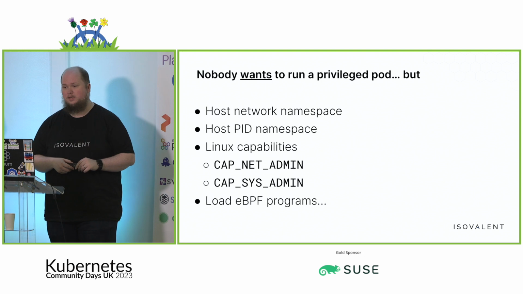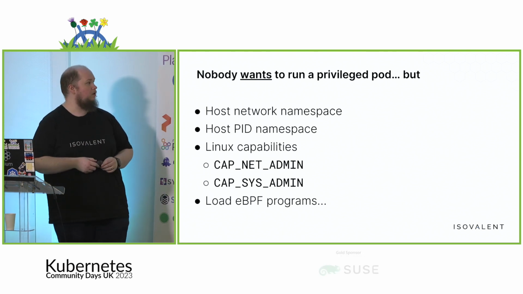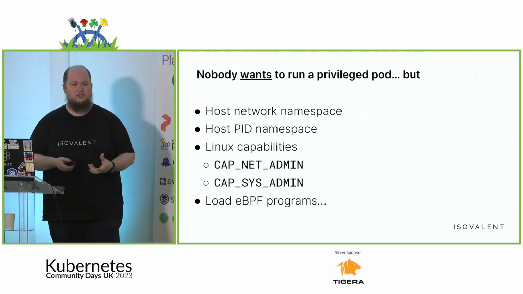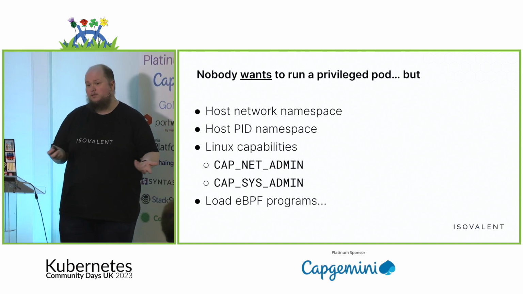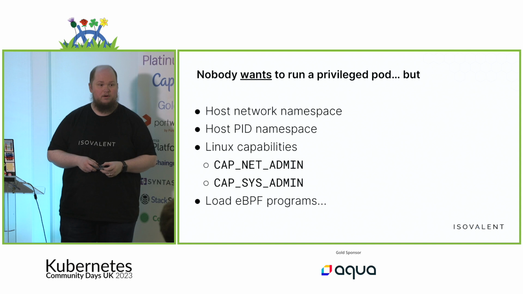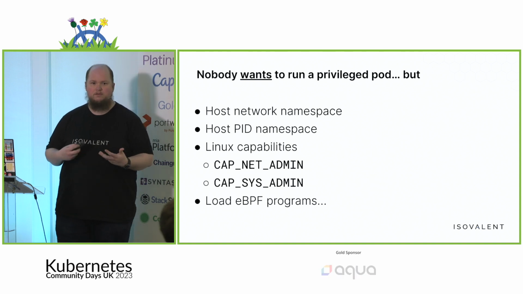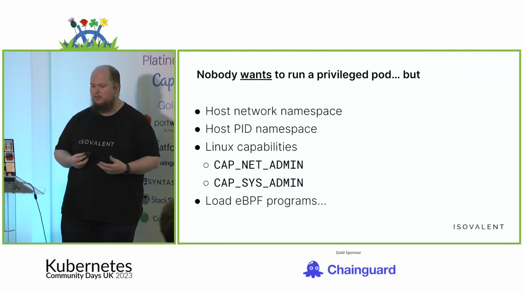Cilium, a great example, as a CNI, needs access to the host network namespace. You often need to use various Linux capabilities, such as CAP_NET_ADMIN and CAP_SYS_ADMIN, and you need high levels of privilege to load eBPF programs in the first place. So there are lots of reasons why you need to be able to do this.